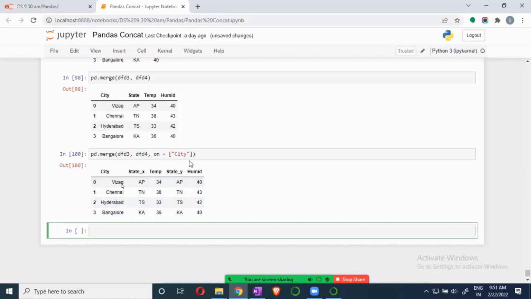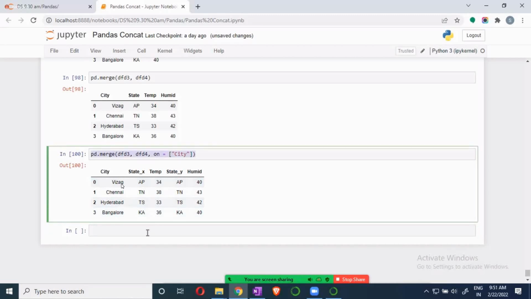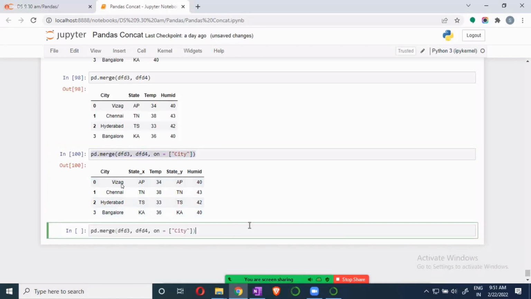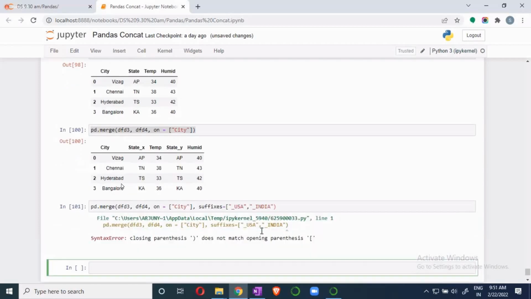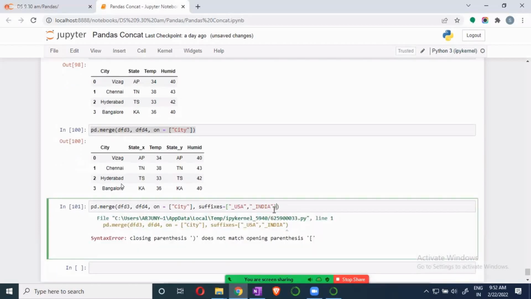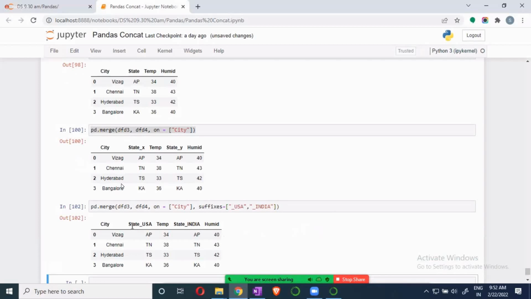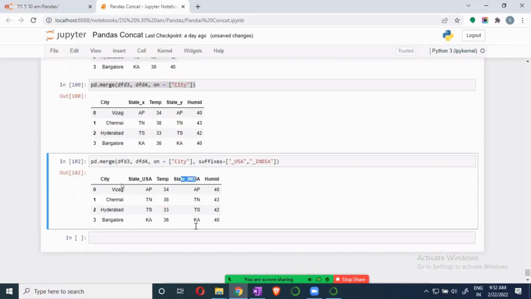To avoid this, we are having something called suffix. Then I can give it as underscore. Maybe if the states are from different countries, I will give the first one as USA and the next one as India. So you will be getting USA and India over here. This is what is called suffix.